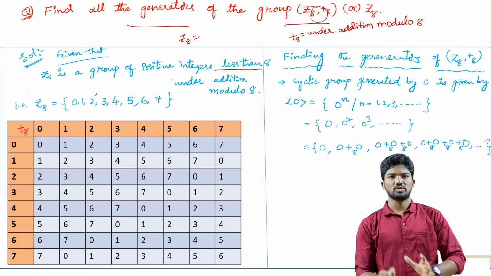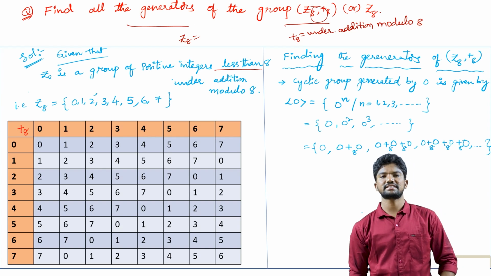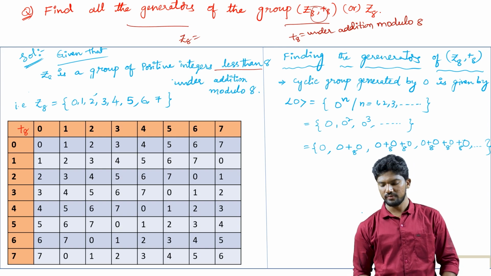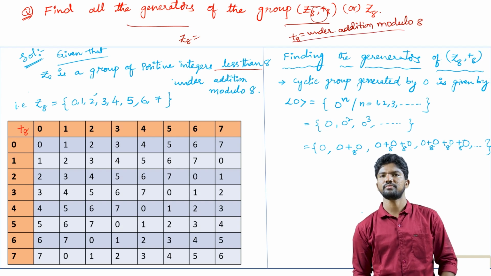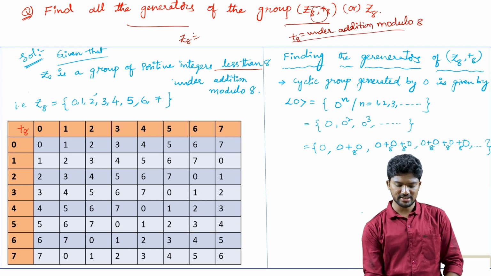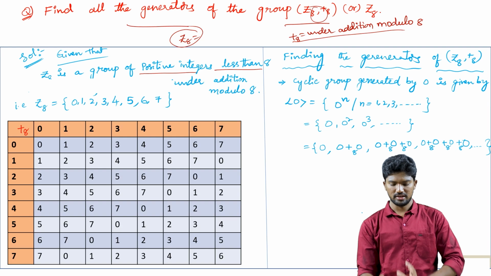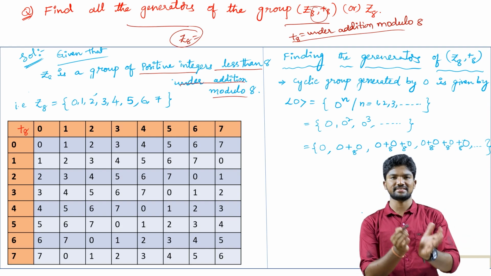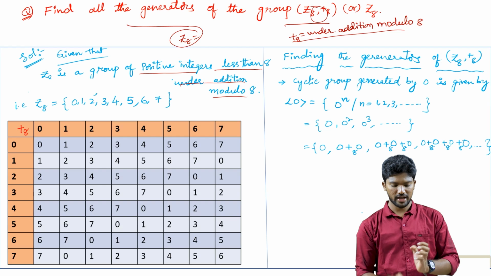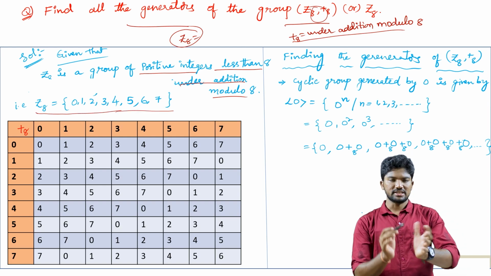Here, see the question first of all. Find all the generators of the group Z_8 under addition modulo 8. You know very well the symbolic representation under addition modulo 8. Z_8 is a group of non-negative integers less than 8 under addition modulo 8. So these are the elements in the group.